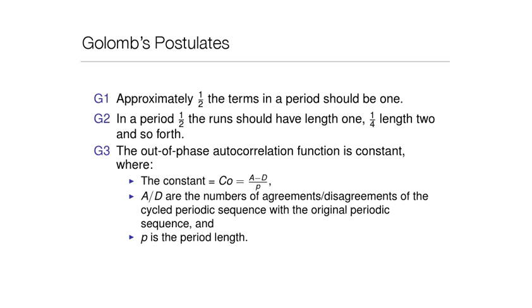And the third one is that the out-of-phase autocorrelation function is constant. That value should be constant. Autocorrelation is computed as (A minus D) divided by P, where A and D are the numbers of agreements and disagreements of the cyclic shift of the periodic sequence with the original periodic sequence, and P is the period length. We will discuss that, taking an example.